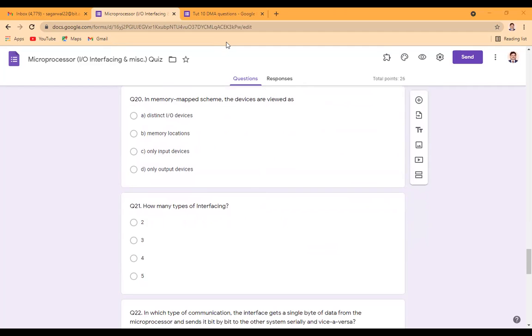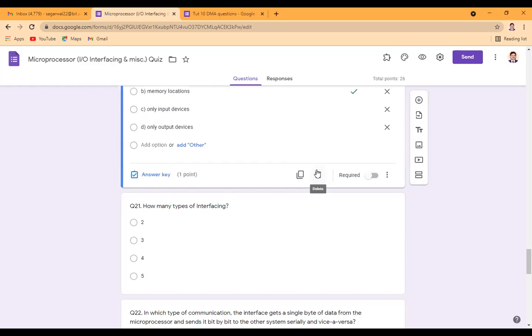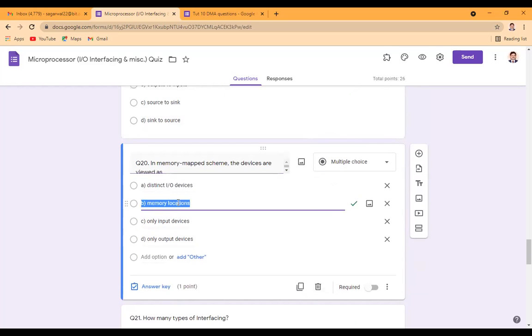Which device? In memory mapped input output, the devices are not viewed as a distinctive input output, because we know that in memory mapped input output, all the devices are considered as a memory. So B is the correct answer, because it will be considered as a memory location. B is the correct answer.